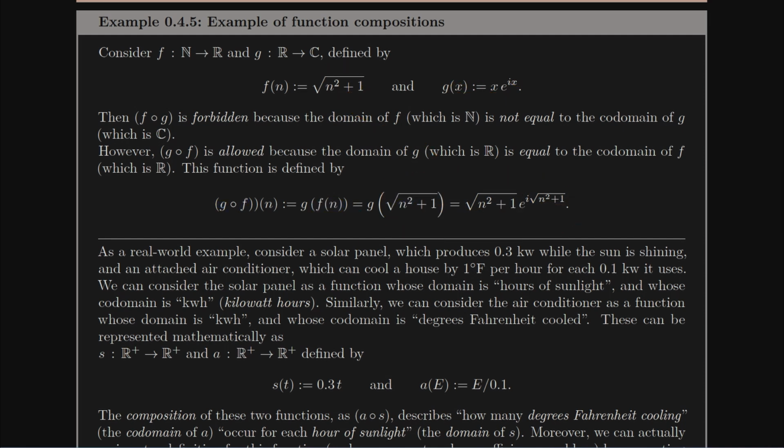You can imagine if I tried to go in the opposite direction, technically it kind of still works. It's just that I am requiring that f's domain is a natural number.